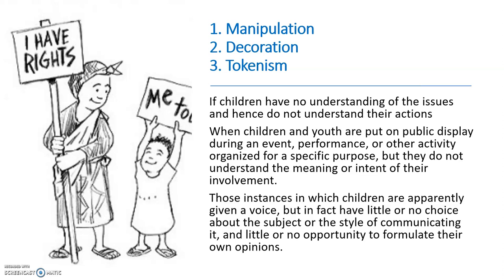You can see the descriptions here. Manipulation is where children have really no understanding of what they're being engaged in at the school or classroom. Decoration is when students are put on display. They may be asked to do a performance, but they don't understand the meaning or intent of their involvement. So they're participating, but without full consciousness, and certainly no degree of choice. And finally, tokenism: the children are given a bit of voice, but essentially don't have much power or meaningful influence when it comes to whatever event they're being involved in. So it's not an opportunity for them to identify what they think or to formulate opinions.